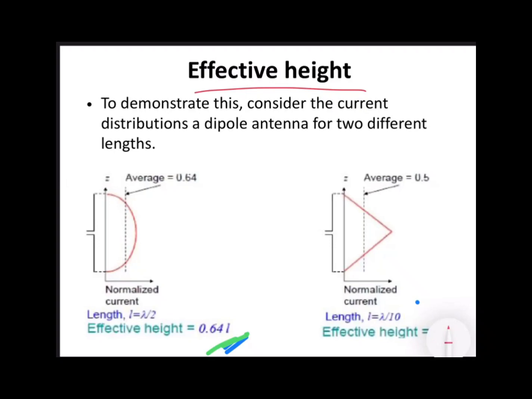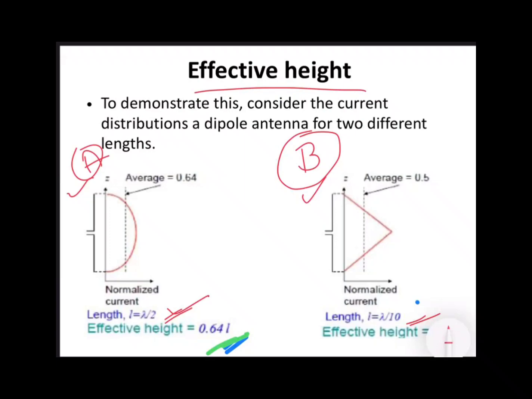Here we have considered a short dipole antenna, and the length of the antenna is taken into consideration. In figure A, the length of the antenna is lambda by 2, whereas in figure B, the length of the antenna is lambda by 10. Lambda here stands for the wavelength. In A the total wavelength divided by 2 is the length of the antenna, and in B the total wavelength divided by 10 is the length of the antenna.